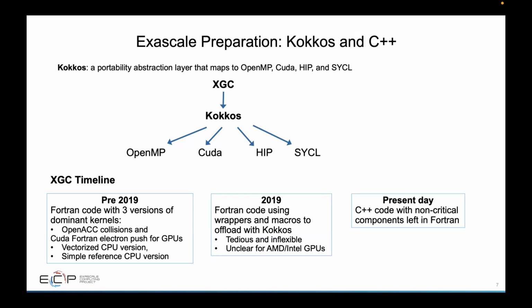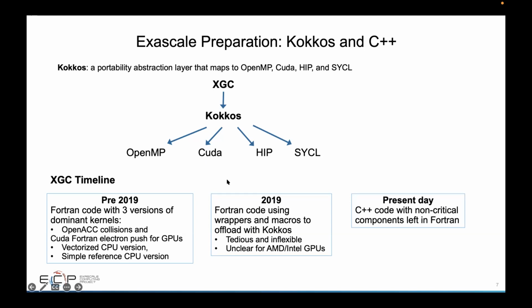So to prepare for Exascale, we opted to use Kokkos, which everyone has probably heard of, but it's a portability abstraction layer. And we use that to map onto OpenMP, CUDA, HIP, and SYCL. And when we started off in 2019 with ECP, XGC was a Fortran code with 3 different versions. There was one that used OpenACC for collisions, a major kernel, and then CUDA Fortran for electron push, another major kernel. We had another version that was the vectorized CPU version, and then a reference version.